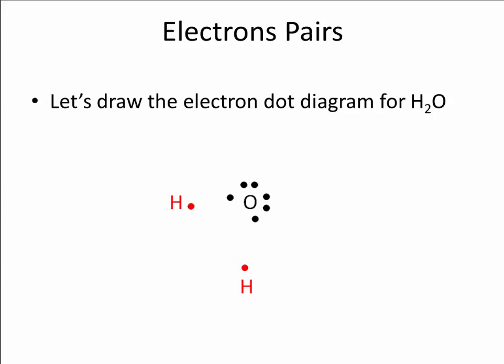If we were to draw the electron dot diagram that actually represents H2O completely, we would move this hydrogen into this spot and the second hydrogen into the spot here. And what we would then see is that the oxygen now has a full outer valence shell of 8 electrons, and the hydrogens have full outer valence electron shells of 2 electrons.